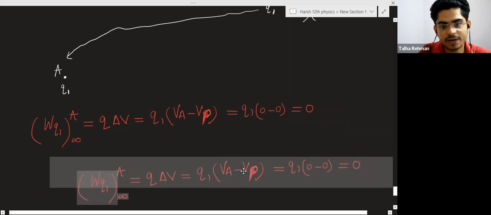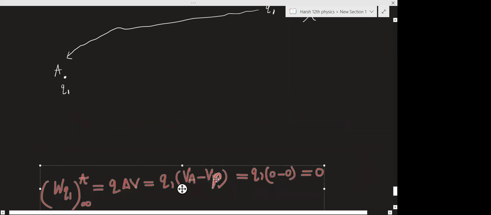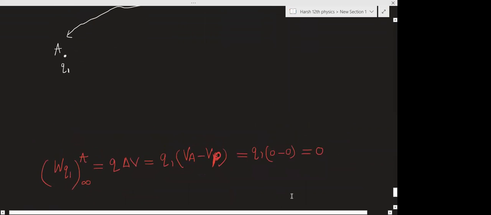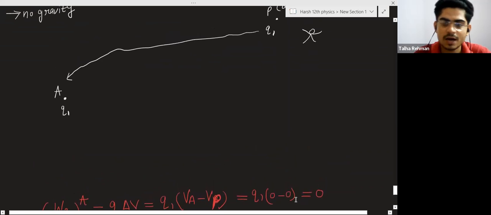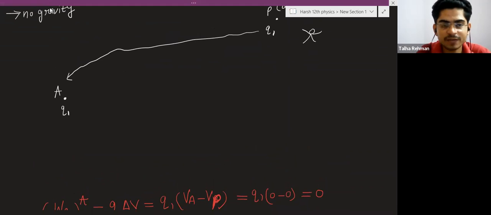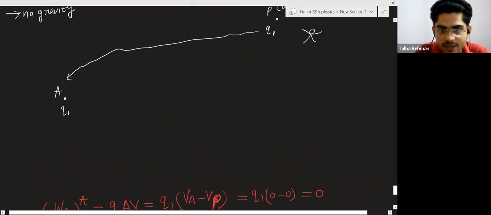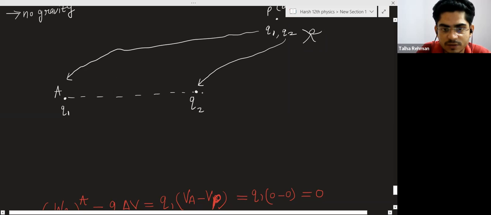I am moving this image to here. So now what happened? We have to make the system of two point charges. Suppose this person takes one point charge from infinity to position A, and now he has carried another charge Q2 to a location B.